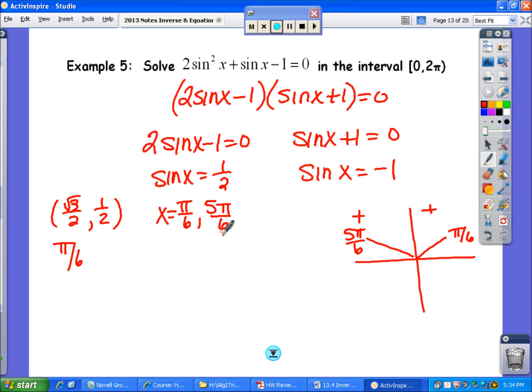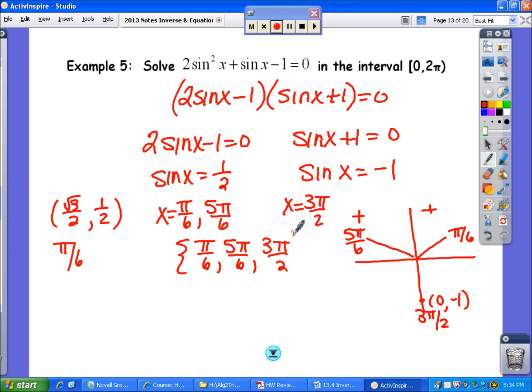All right, second part of the equation. Sine x equals -1. Where is sine -1? Well, it's going to be down here, right? 0, -1. Our y value is -1. That corresponds to the angle 3 pi over 2. So our third answer here is 3 pi over 2. So we have three answers: pi over 6, 5 pi over 6, and 3 pi over 2. Everything that makes those conditions true.